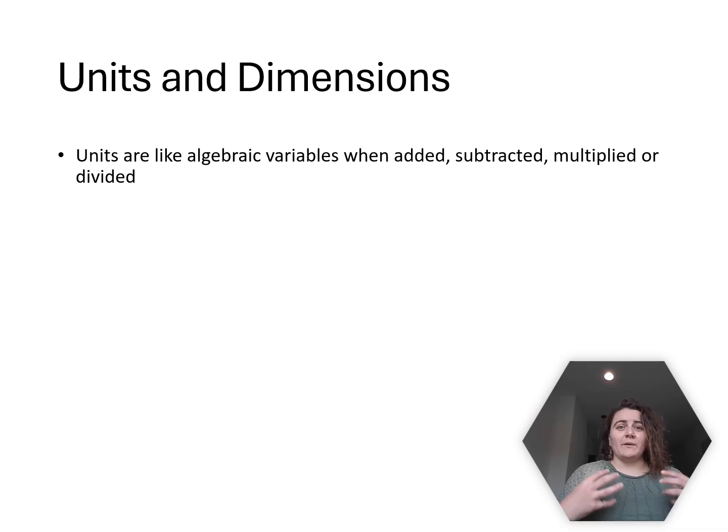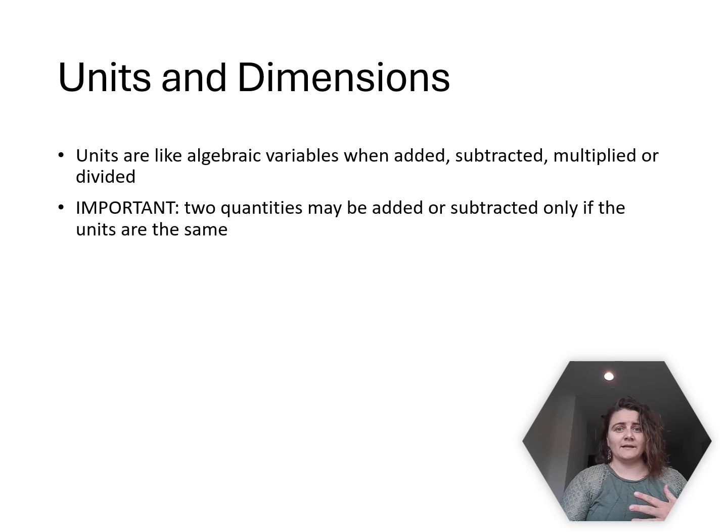Units are like algebraic variables. We can add, subtract, multiply, or divide those variables, but they act like a variable when we're doing so. And that's going to be really important because there are specific rules about adding and subtracting that are different from multiplying and dividing. So it's important that two quantities can only be added or subtracted if the units are the same. Okay, so take a second and think about what that means.